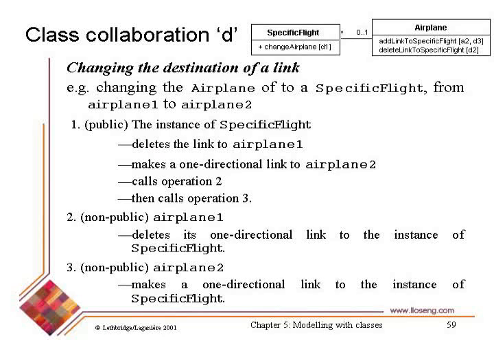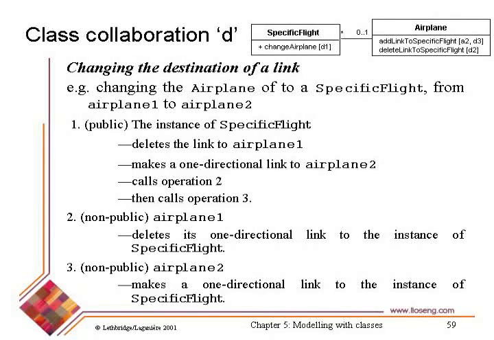Class collaboration D. Changing the destination of a link. Now I have my SpecificFlight and my airplane, and what I want to do is change the plane. We discovered that one plane that's supposed to be flying us from Ottawa to Toronto is stuck in London, England because it got snowed in. Probably not the right city to be snowed in, but anyway, it didn't make it to Ottawa, and therefore we have to put a new plane on to fly to Toronto.